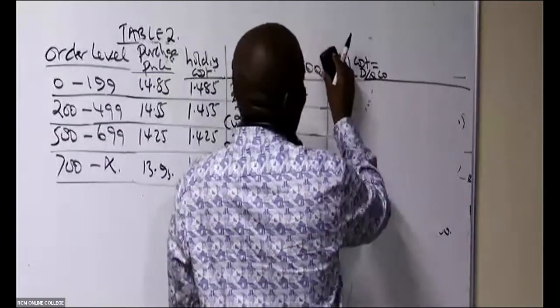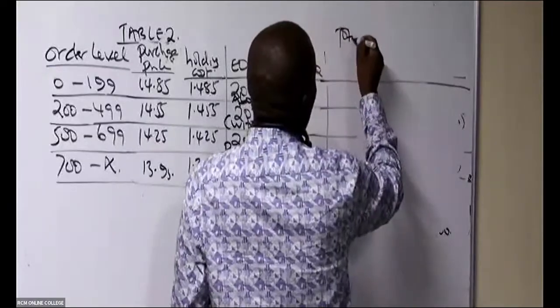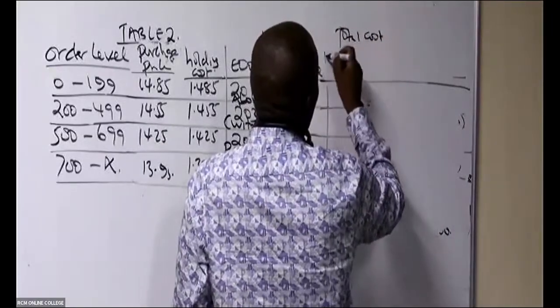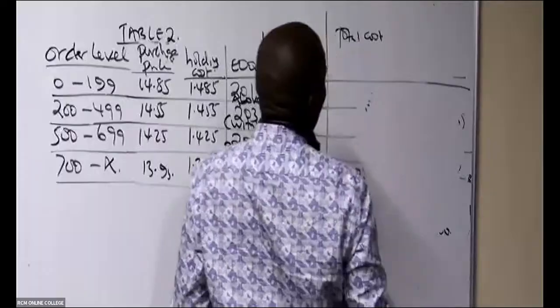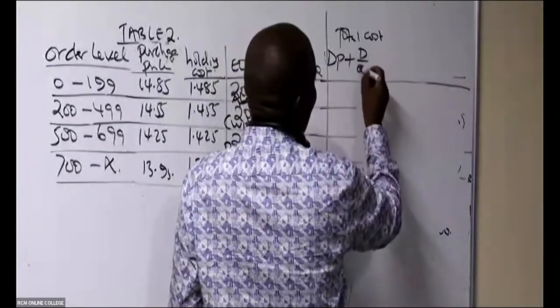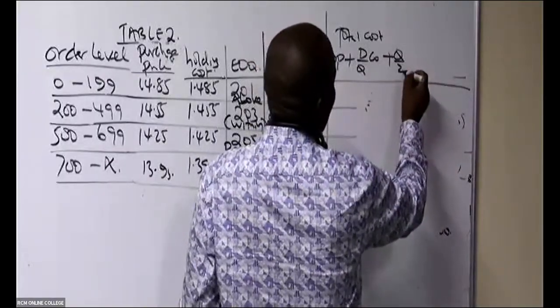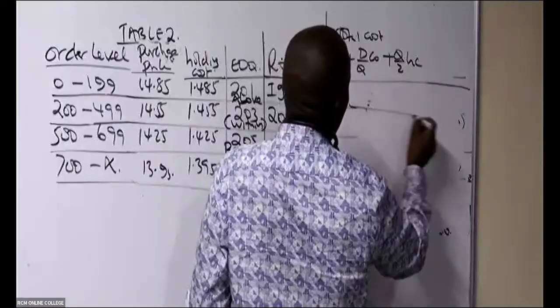Let me write this well. To get total cost, what do we do? To get total cost, my friends, we shall use the concept of DP plus D over Q, CO, plus Q over 2 HC, like that.